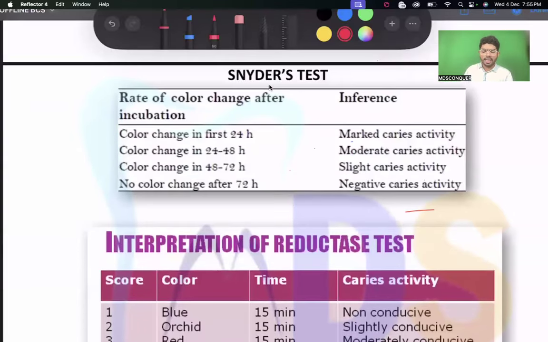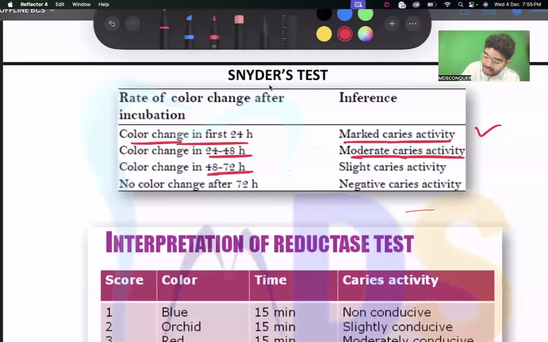So Snyder test checks the rate of color change after the incubation. If the color change occurs in the first 24 hours, that is called marked caries activity. If it occurs in 24 to 48 hours, it is moderate caries activity, because these questions were given in the exam. Color change after 2 days, that is 48 to 72 hours, is slight caries activity. No color change even after 72 hours, that is after 3 days, is negative caries activity. There are two types of interpretation given for Snyder test. This is one. Both of them were given in different exams.